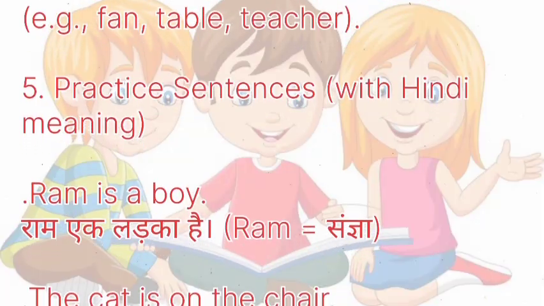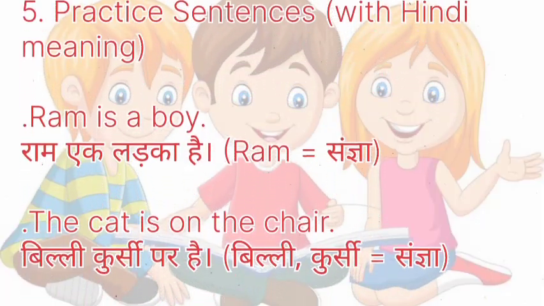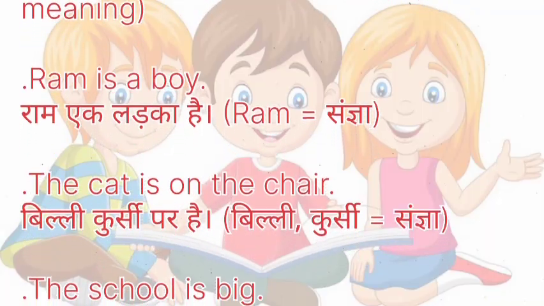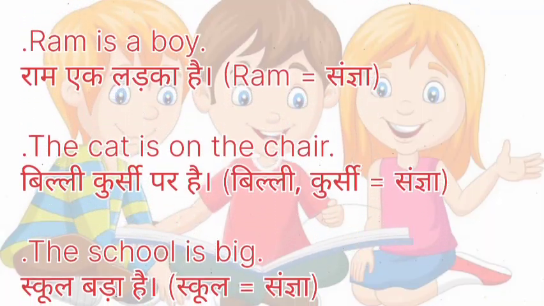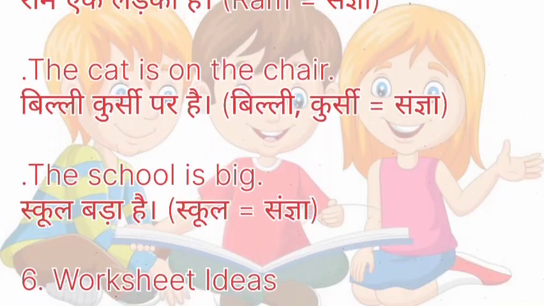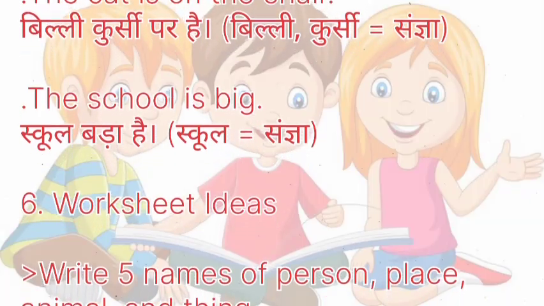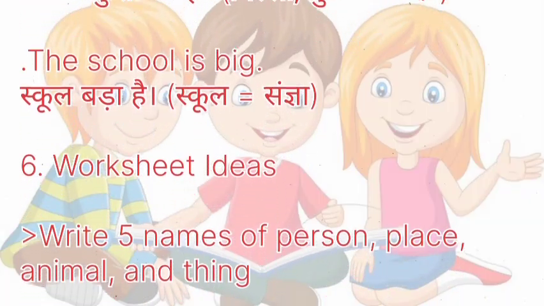Ram is a boy. In the sentence, Ram is a noun. The cat is on the chair. Cat and chair are nouns. The school is big. School is a noun.